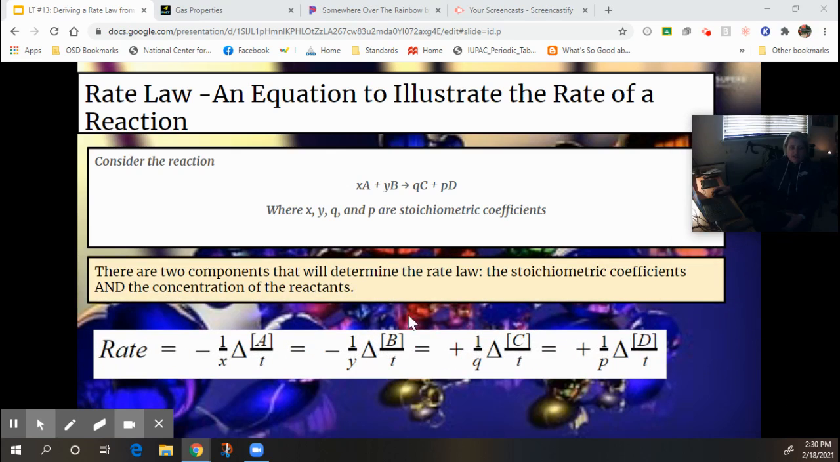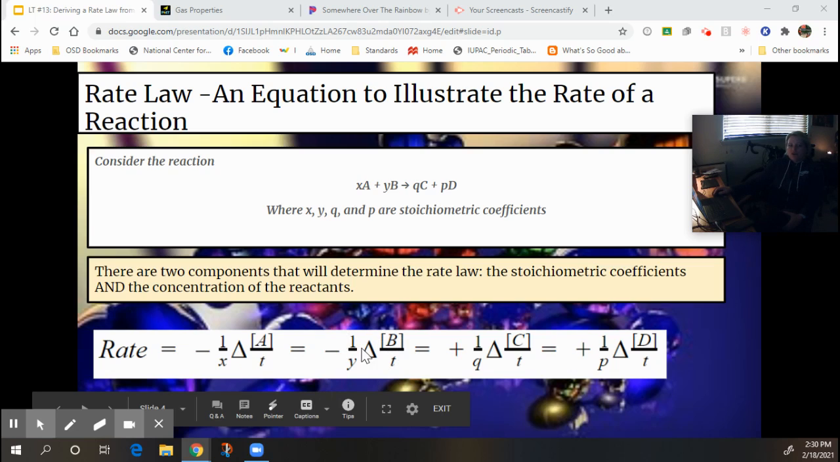So notice here that the rate is going to be dependent upon the concentration of each one of the reactants in a given amount of time. And notice here that those stoichiometric coefficients are put into fraction form. And I'm going to explain what this means in a moment. So the rate at which this reaction will proceed is going to be the fraction of the X coefficient times the change in concentration of one of the reactants over time, which is going to be the exact same thing for the second reactant here.